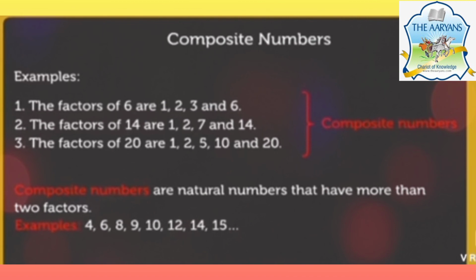So we can say composite numbers are natural numbers that have more than 2 factors. The numbers which have more than 2 factors are known as composite numbers. Because in the above examples, all the numbers have more than 2 factors. That's why they all are composite numbers. For example, 4, 6, 8, 9, 10, 12, 14 and 15 and so on. They all are examples of composite numbers.